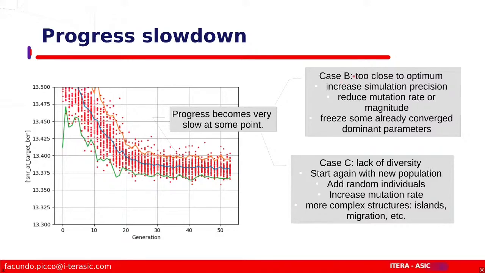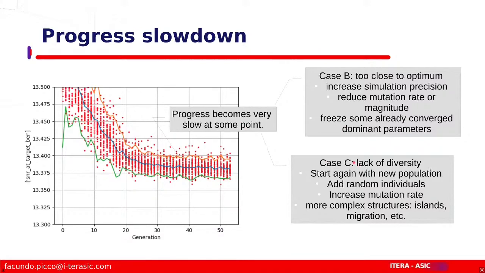We can be in case B, in which we are very close to the optimum for the algorithm to keep on evolving. And what we can do there is to increase the simulation precision, so give the algorithm more opportunities to distinguish good from bad individuals over this dynamic range. We can reduce the mutation rate, or the magnitude of the mutation, so that it starts converging and stops exploring beyond a certain point. Or we can do the strategy that I explained a couple of slides ago of freezing some of the already converged dominant parameters to allow the other ones to improve.